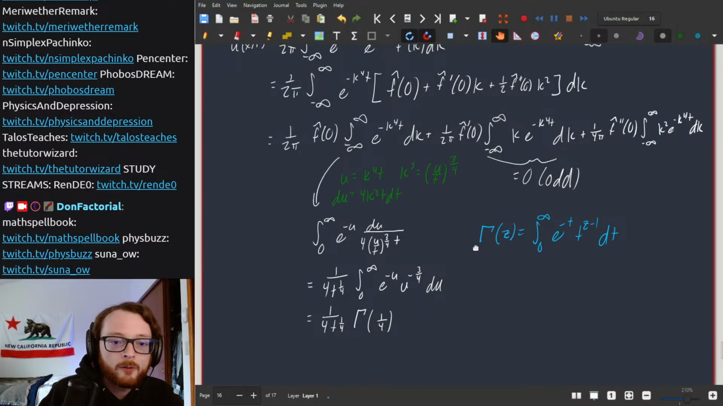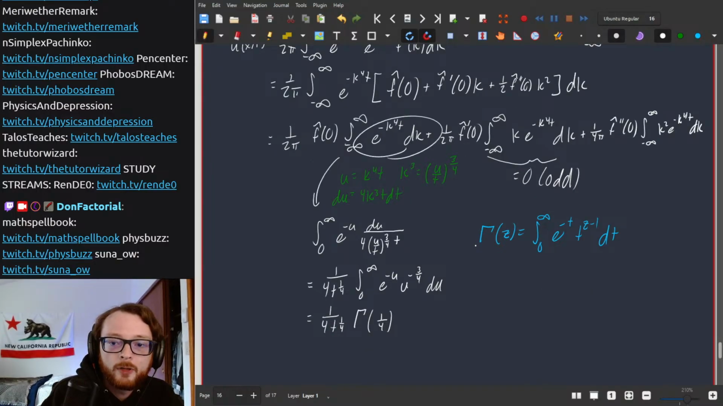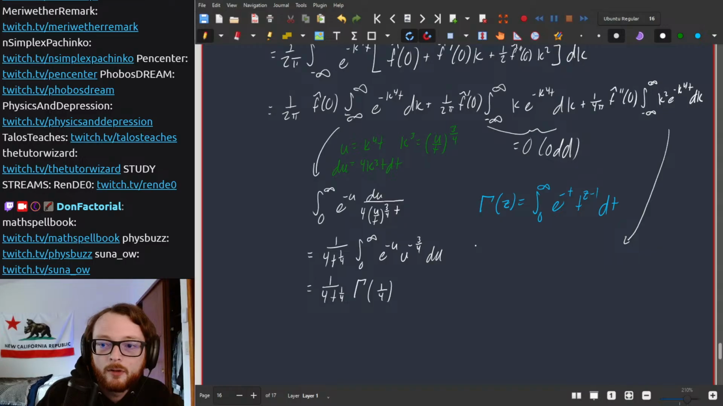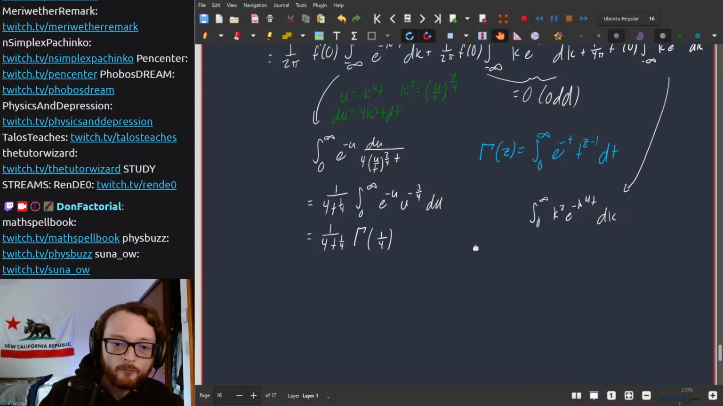Okay, so we figured out the first integral. We need to figure out the second integral. So we're going to come down here. That's too big of an arrow. This one is also even, so I'm going to consider 0 to infinity of k squared e to the minus k to the fourth t dk.